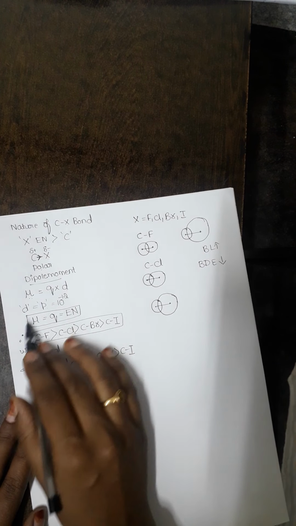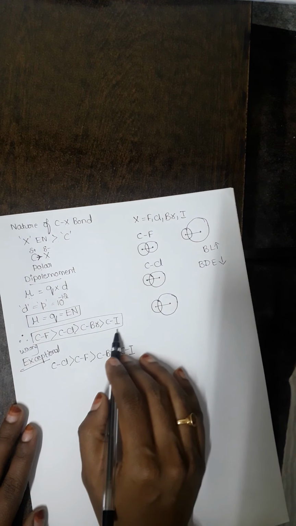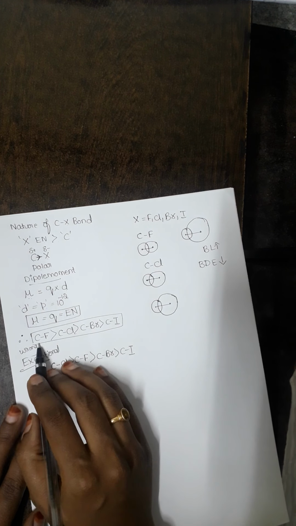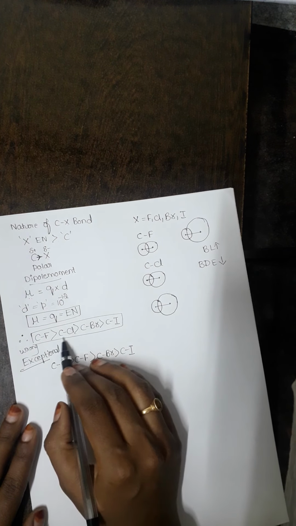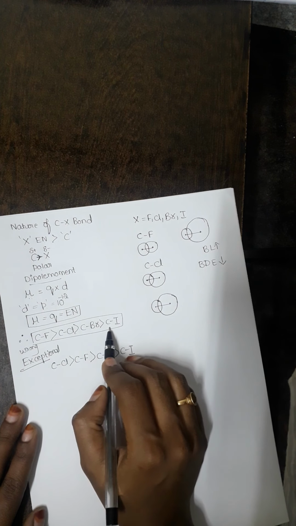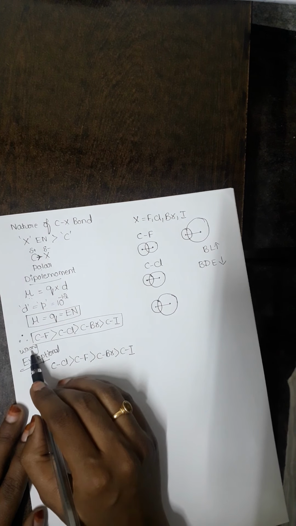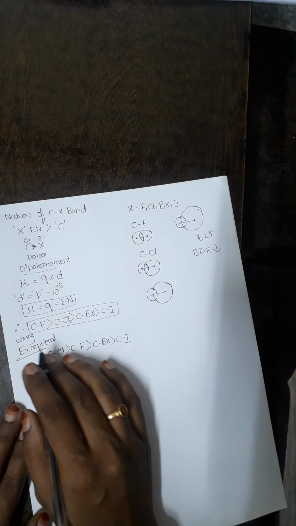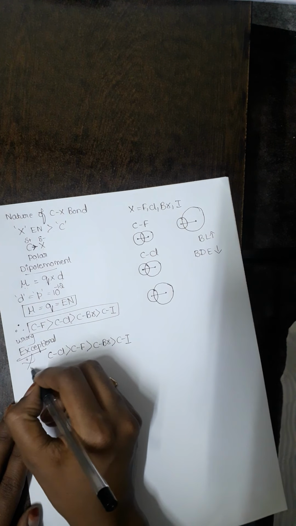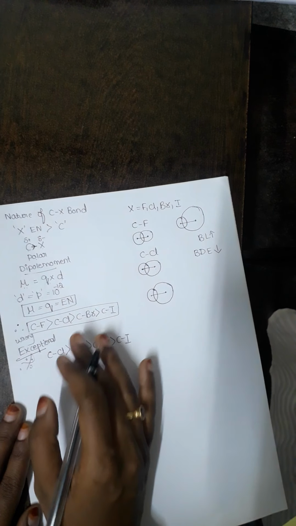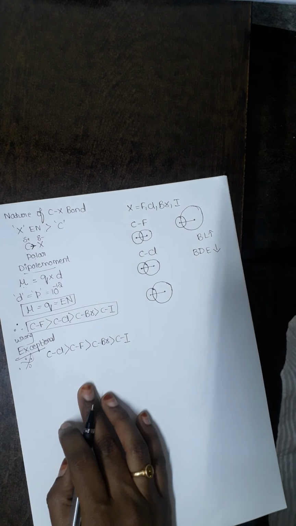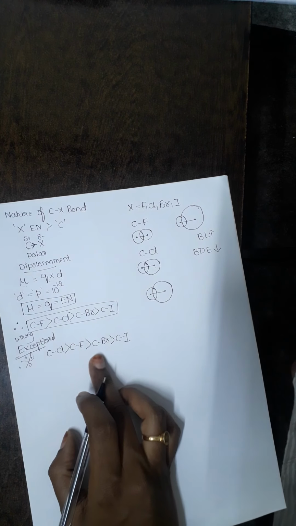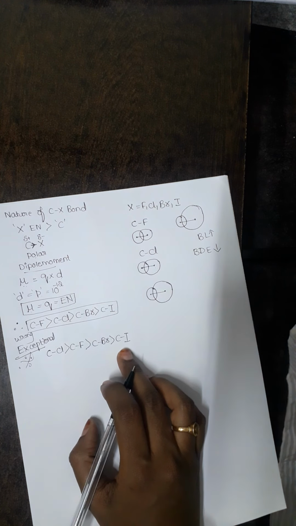Based on this concept, I can arrange the various carbon-halogen bonds as follows: C-F, followed by C-Cl, then C-Br, then C-I. But this is a wrong concept. There is an exceptional case here. What is that exceptional case? It is very important for your competitive exam. They'll be asking you to arrange based on dipole moment. So you have to write it as C-Cl followed by C-F, then C-Br, then followed by C-I.